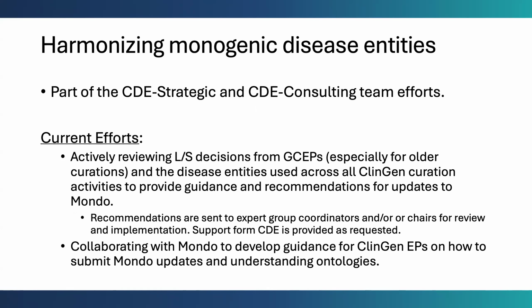So again, on that harmonizing monogenic disease entities, part of our strategic group that looks overall on what we need to do for guidance, but also the consulting team. So we actively review those lumping and splitting decisions by GSEPs. You may not come to us, but we may come knocking on your door and really say, we've looked at this and here's what we recommend for you all to do. And here we can outline what should be done, and we can provide you the links to Mondo, right? And to provide that connection with Mondo to get this started. We can also be there as a resource if you have questions about what you want to do for those updates and coming back to us and providing them to you.